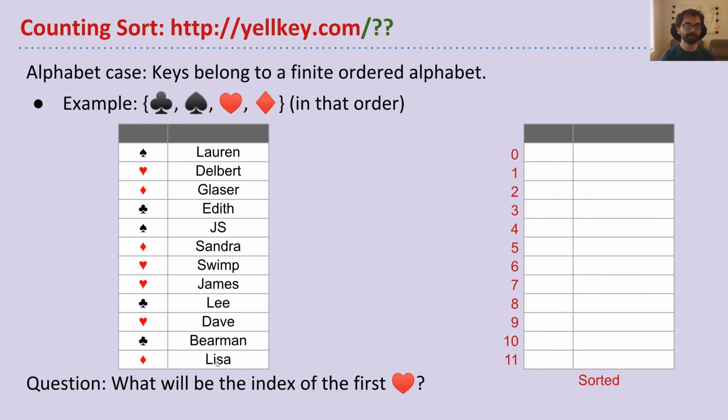If I have the following folks, Lauren, Delbert, Glazer, etc., with this as their key, their card suit, what will be the index of the first heart? Okay. So use your intuition, do whatever needs to happen. Pause the video, figure out where the first heart will go, and if you'd like, also figure out which heart will be first.